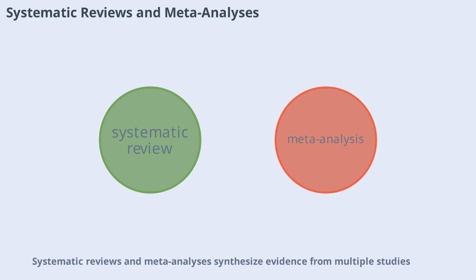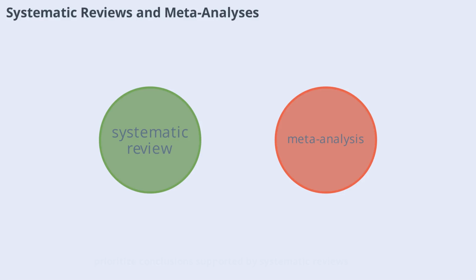Systematic reviews and meta-analyses synthesize evidence from multiple studies, providing a higher level of confidence in the conclusions. These studies follow rigorous methods to minimize bias and offer a comprehensive overview of the available evidence. When possible, prioritize conclusions supported by systematic reviews or meta-analyses over those from single studies.